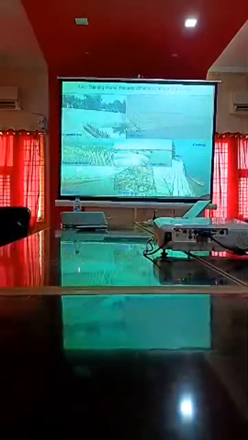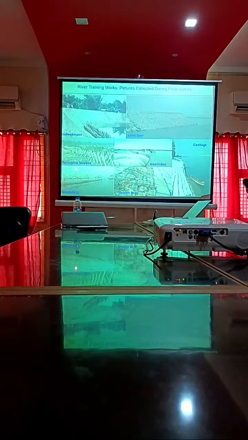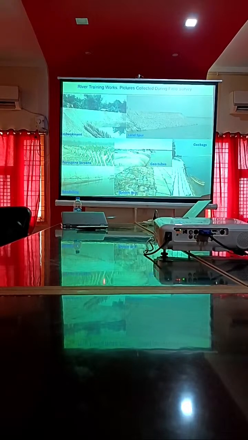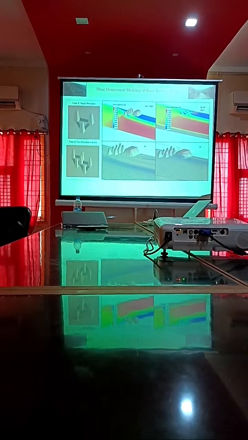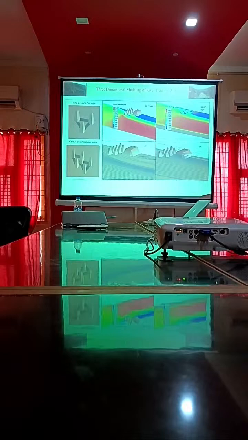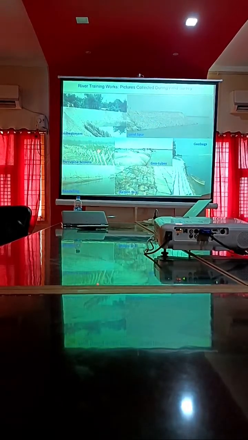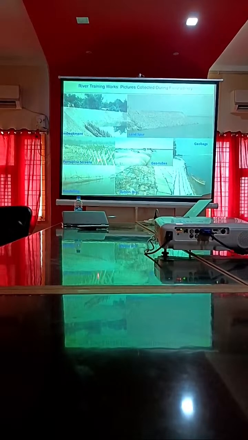In addition to this, this is bundling. Bundling is also a type of river training, with bamboo, and they generate some roughness elements that could actually reduce the velocity of the river flow. In addition to that, geotubes, geobags, or gabion boxes, these are also different types of river training works that could help us protect the river bank from erosion and control the problems that are associated with floods.